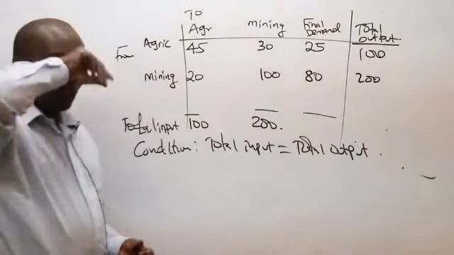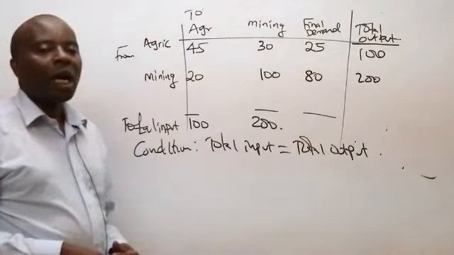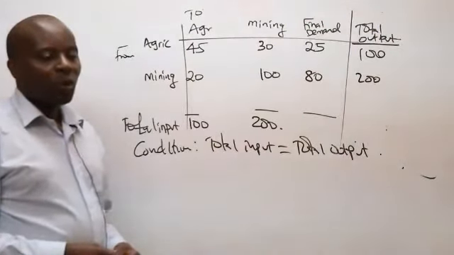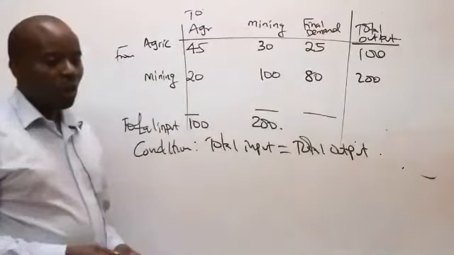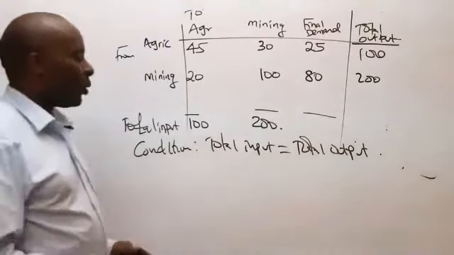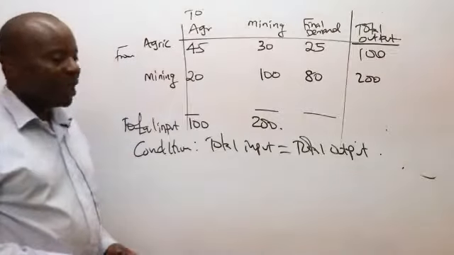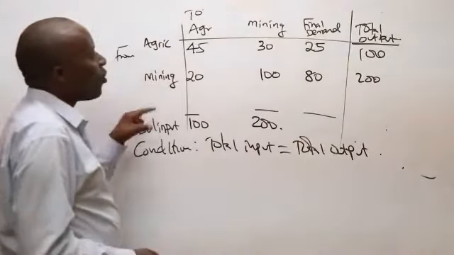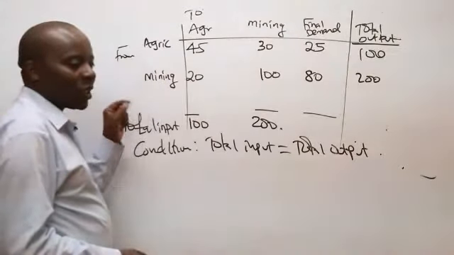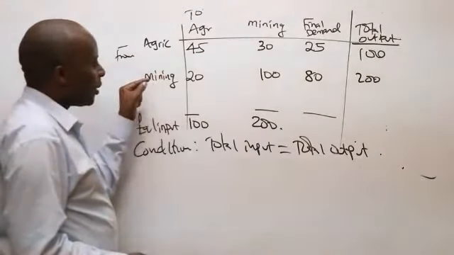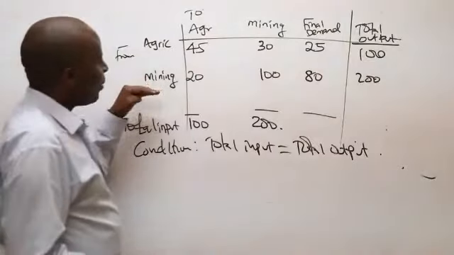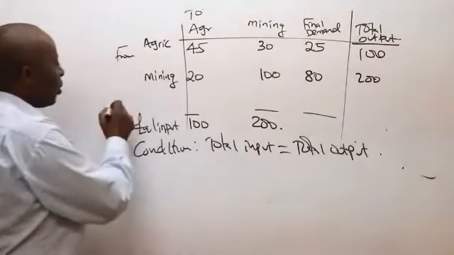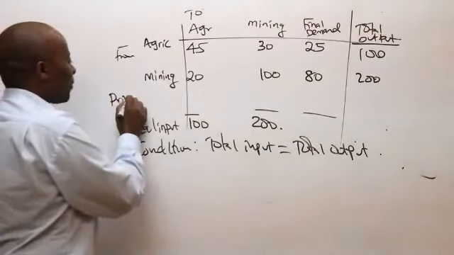Total input will always be equal to total what here? Output. Total input will always be equal to total output. Very important. Then the balancing figure here means that we must have gotten some raw materials from sources other than the sectors. Whatever raw materials you get from sources which are not sectoral, we normally call these primary inputs.